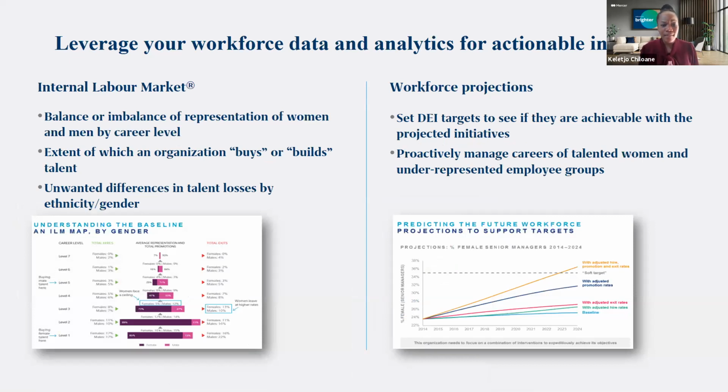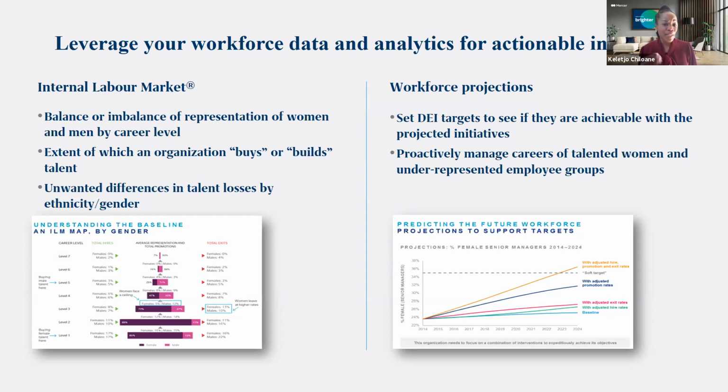The third one I want to talk about is what we refer to as the internal labor market. It's the idea of how you identify any balance or imbalance of representation of women, men, and people of certain races or ethnicities across the various career levels. And how do you ensure that any unwarranted differences in talent loss or internal loss at the different career levels are well identified, and that initiatives are put in place, especially where there's a need to address promotional challenges or the bringing in of talent at those levels, so that it is addressed accordingly.